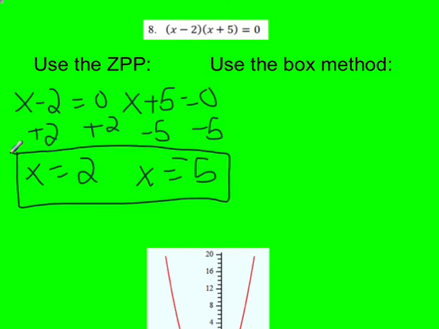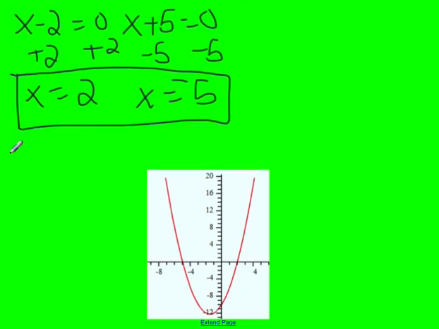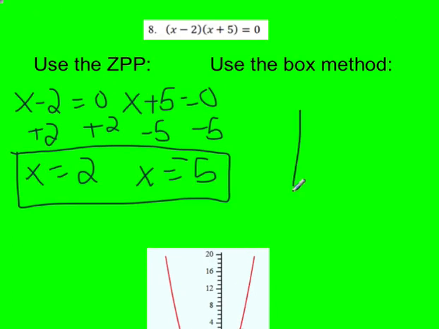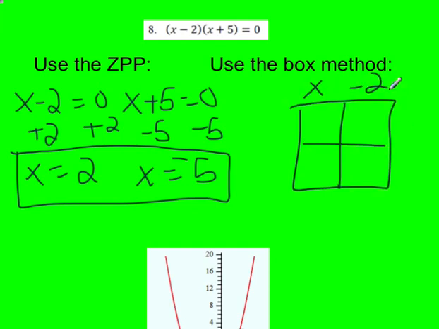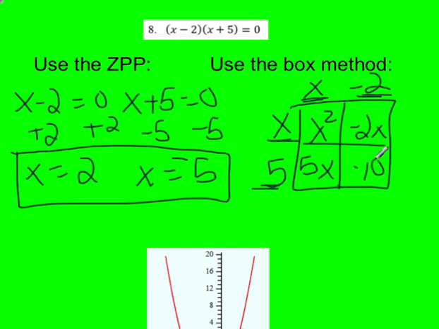Well, I bet if we look at this graph, those are the x-intercepts. Sure enough, negative 5, positive 2. Let's use the box method to see what quadratic is graphed here. So we're doing x minus 2, x plus 5. x times x is x squared. Negative 2 times x is negative 2x. 5 times x is 5x. 5 times negative 2 is negative 10.